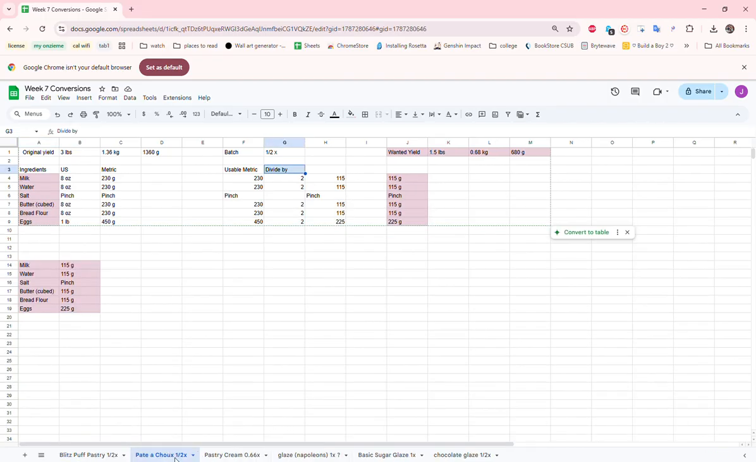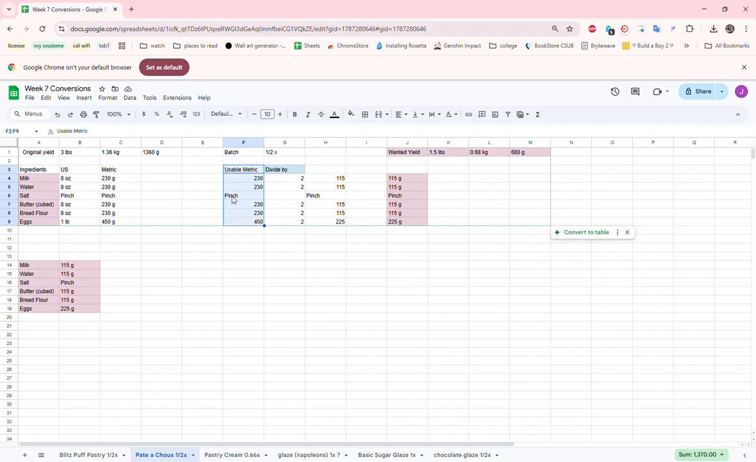We're going to move on to pâte à choux, which is the order that we were given it inside the packet. We have the original yield, which is 3 pounds. Batch is 0.5, which is a half a batch. And our wanted yield is 1.5 pounds. Again, all the ingredients, US and metric, are all in the packet.